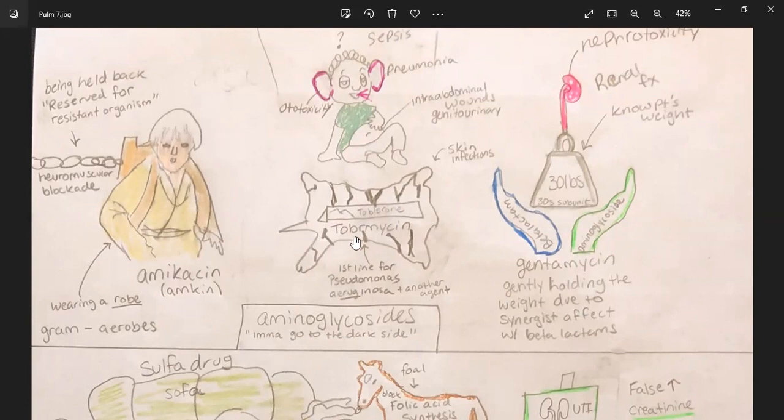Other drugs in this category are tobramycin. So I have this little Toblerone chocolate thing that you buy at the airport. It's sitting on a rug. And then the other drug is gentamicin. So these hands are very gently holding this weight.